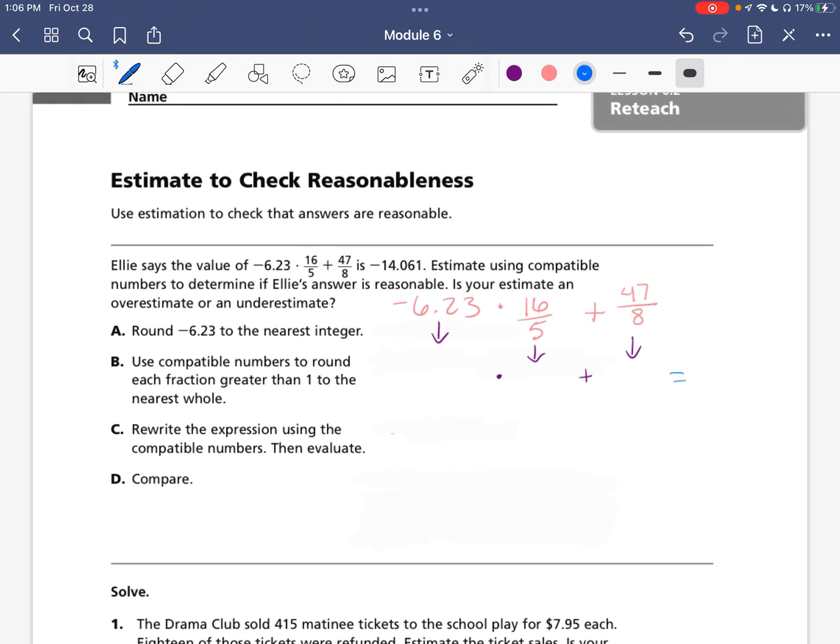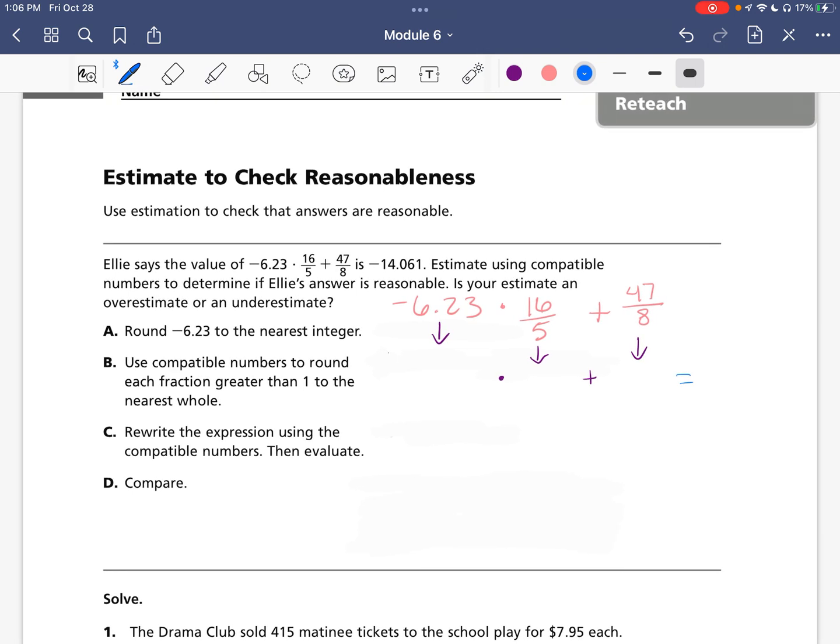So here we have our first problem. Ellie says the value of these numbers is about 14.061 thousandths. Estimate using compatible numbers to determine if Ellie's answer is reasonable. Is your estimate an overestimate or an underestimate? So I've rewritten these numbers here: -6.23 times 16 fifths plus 47 eighths.